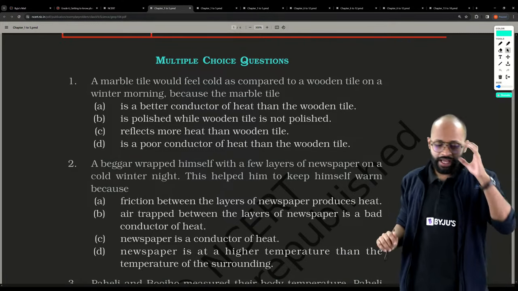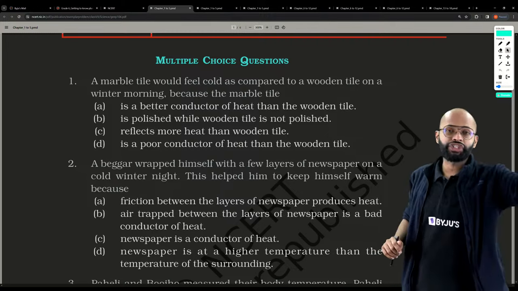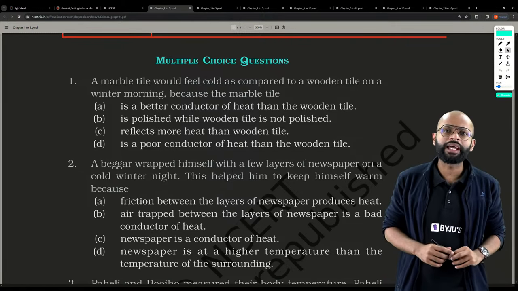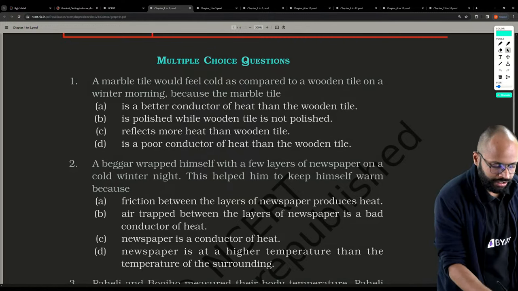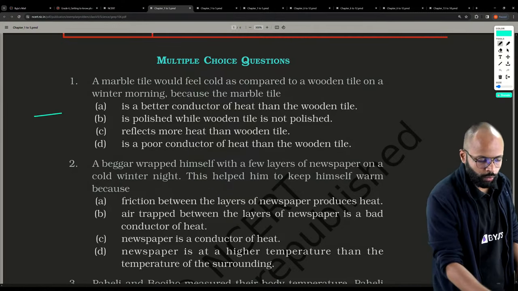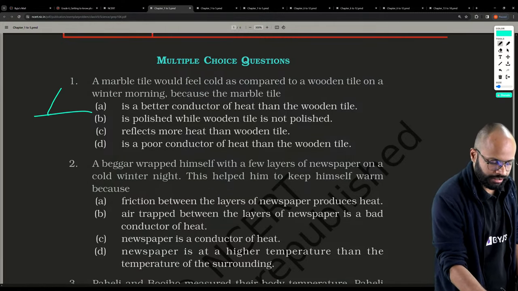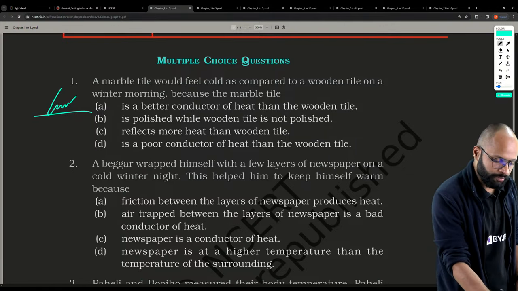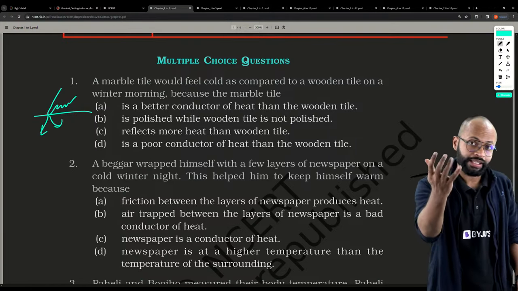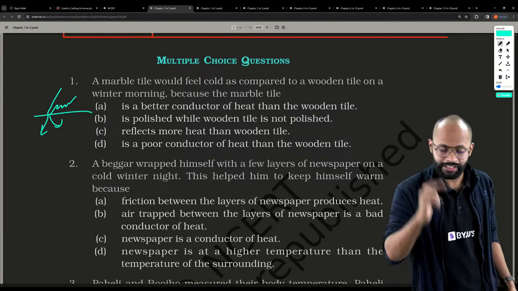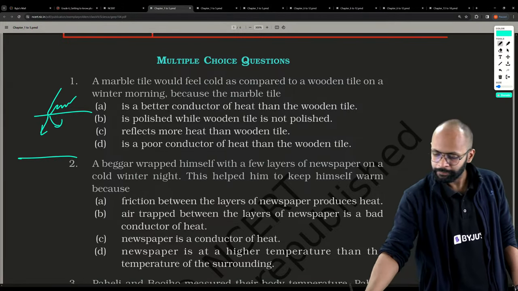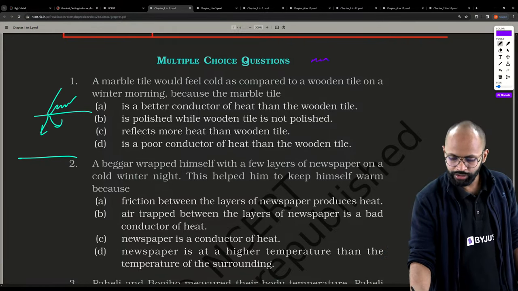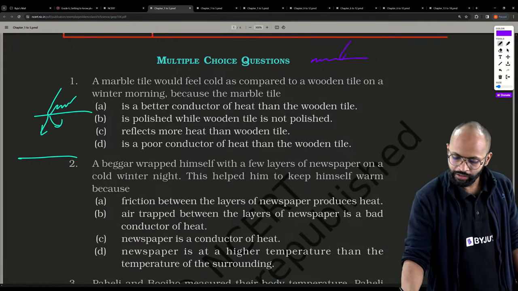Yes. Samjhe? Bhai, marble tile ek achha conductor hai compared to wood. When you touch a marble tile, what is happening? Let's say this is your finger, hai na? When you are touching a marble tile, it is taking heat from your finger and that is what you are feeling. Tumko thand lag rahi hai is wajah se. But if it is, let's say, wood, hai na? Maan lo ye wood hai. And you are touching the wood.